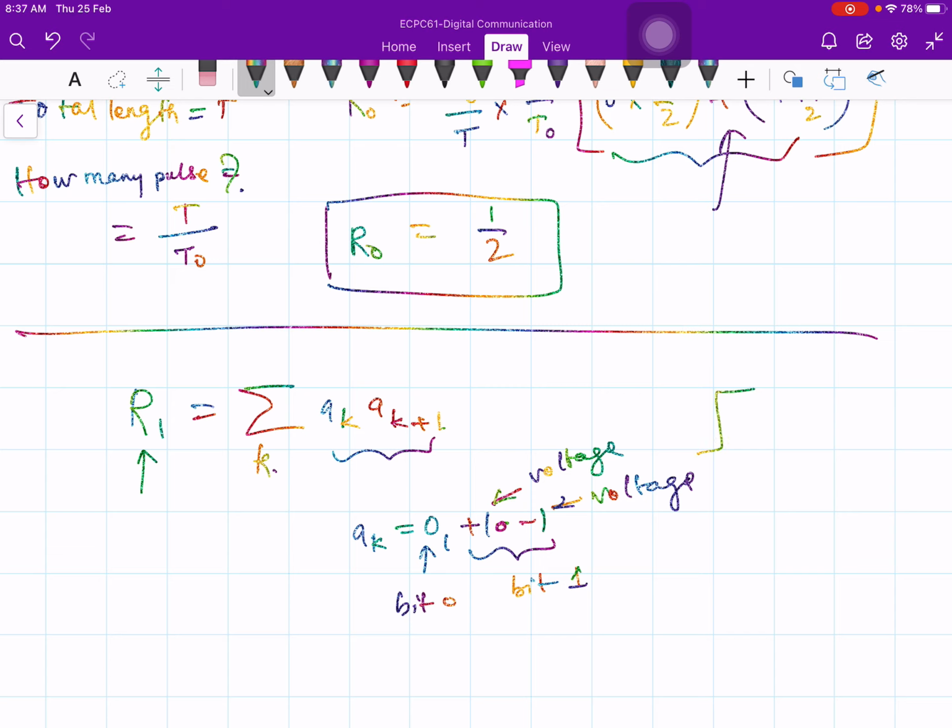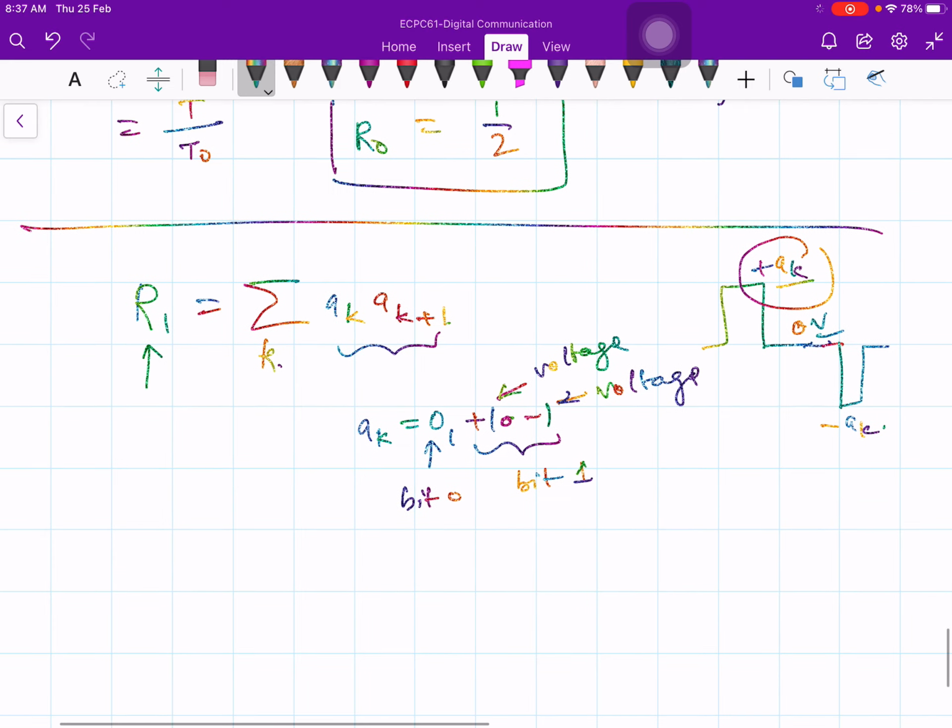Therefore my signal amplitude can be either plus AK, where AK is the amplitude of the pulse, or 0 volt, or it can go down to minus AK. Therefore AK can take 3 values. That's what I told you in the beginning, it is a ternary signal. It takes 3 values: positive voltage, negative voltage, and 0 voltage.